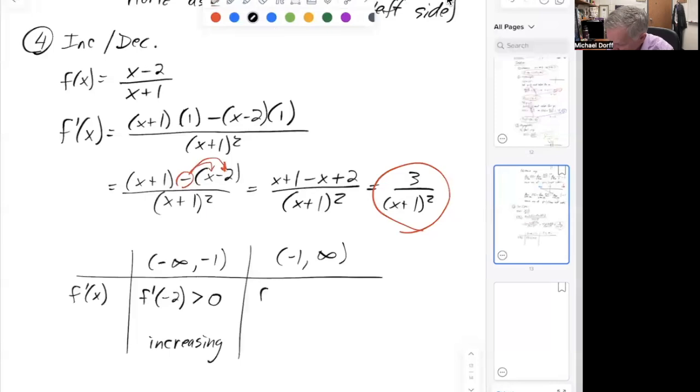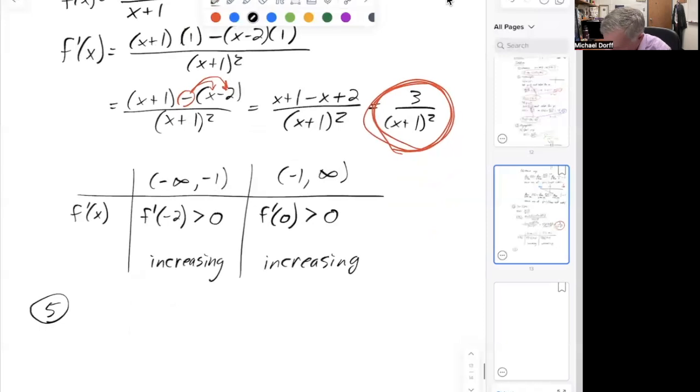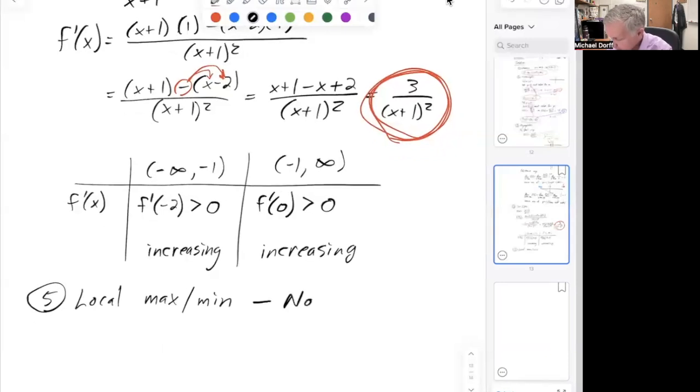And now I'll take a point inside the second interval from -1 to infinity. I'll take 0. When I plug that into my derivative here, I see that that's greater than 0. So the function is increasing on both of those intervals there. All right, so nowhere is it decreasing, it's always increasing. Part 5, local max and mins. And we do this by seeing where it changes from increasing to decreasing. So in this case, there's none because it's increasing in both of my intervals there.